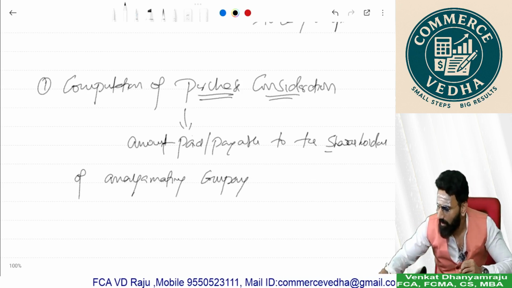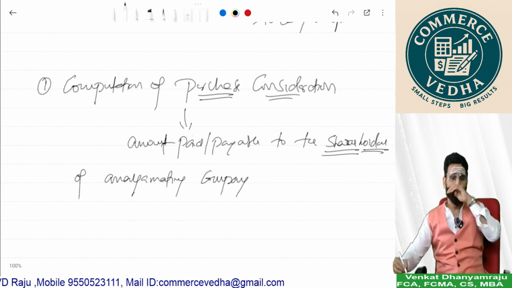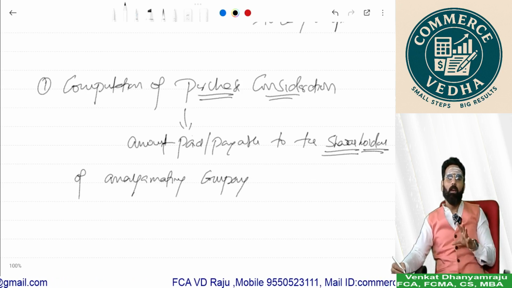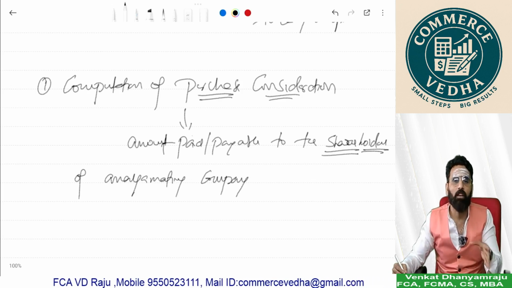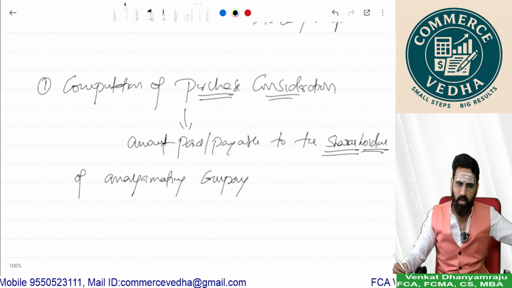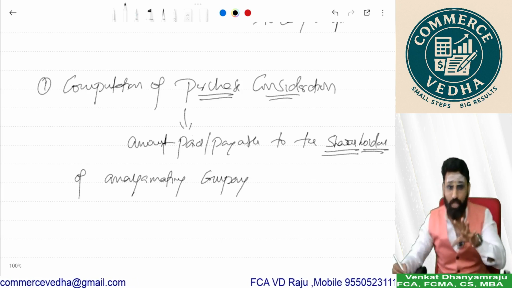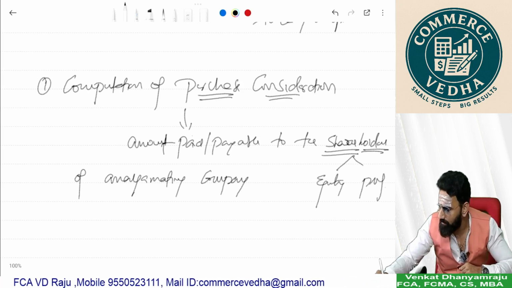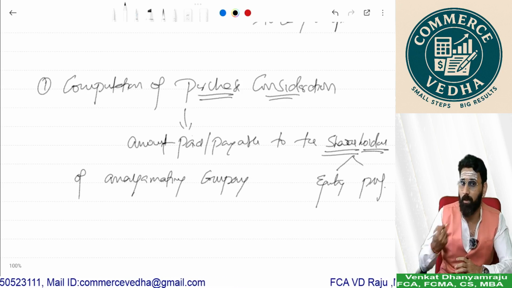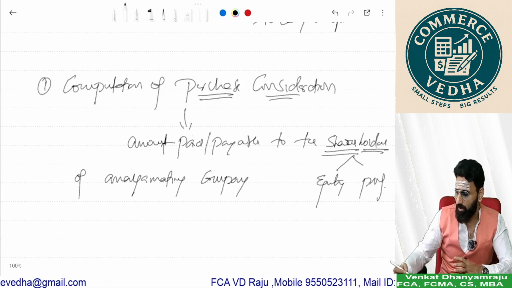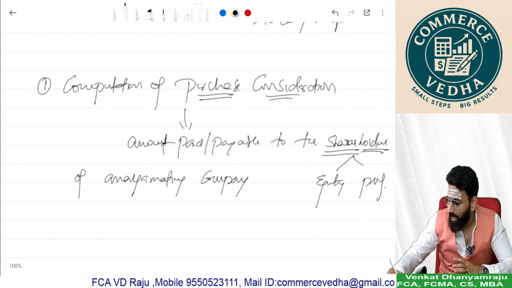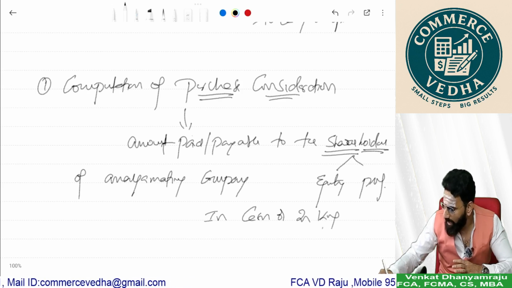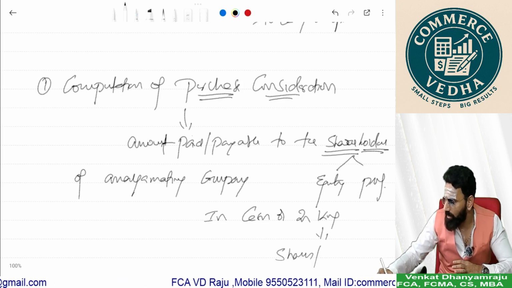Now shareholders, these are the owners. Shareholders include, here, I didn't say equity or preference separately. Whenever the word shareholder comes, it is equity and preference. If I say equity, then only equity; preference, then only preference; but I use shareholder. Here it is both equity and preference. So the amount paid or payable to the shareholders of the amalgamating company in cash or in kind. Kind here means shares or debentures.